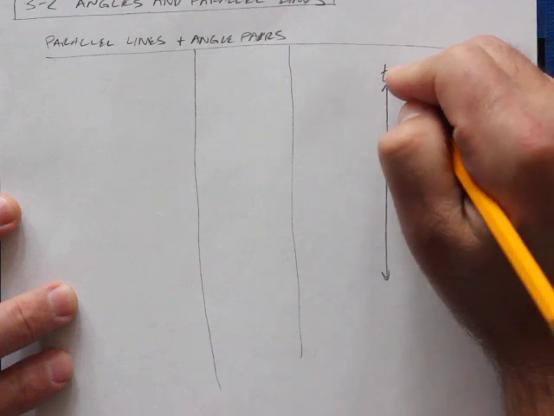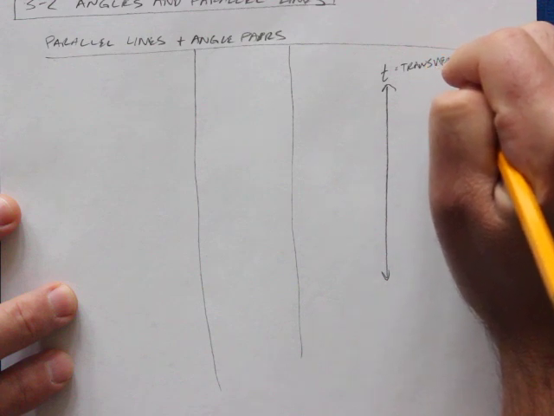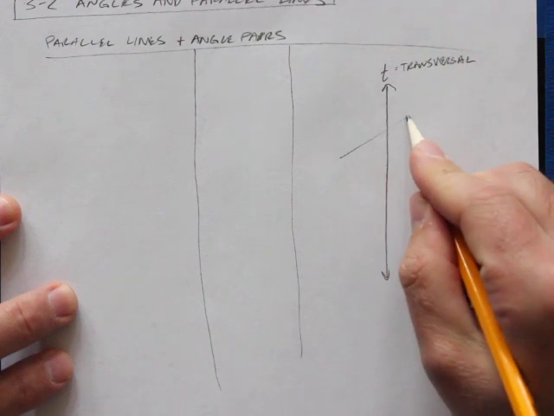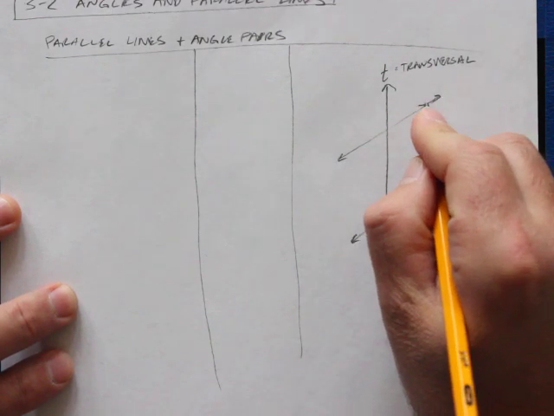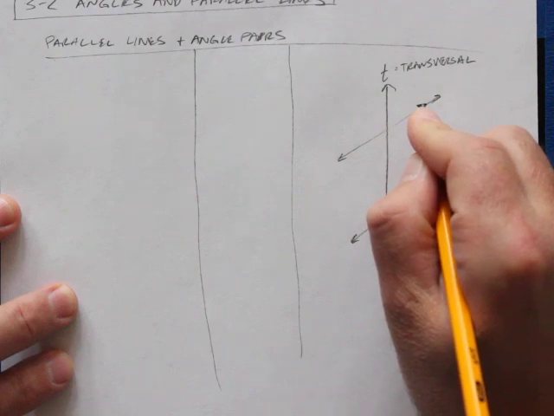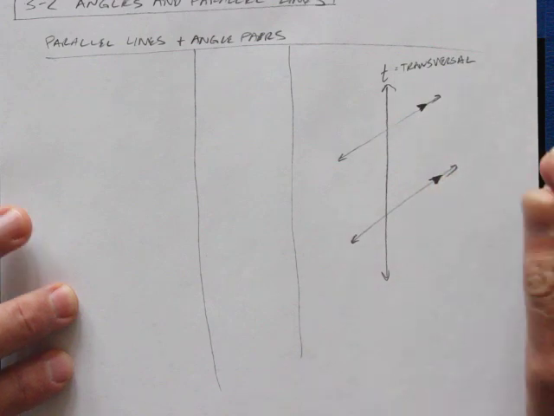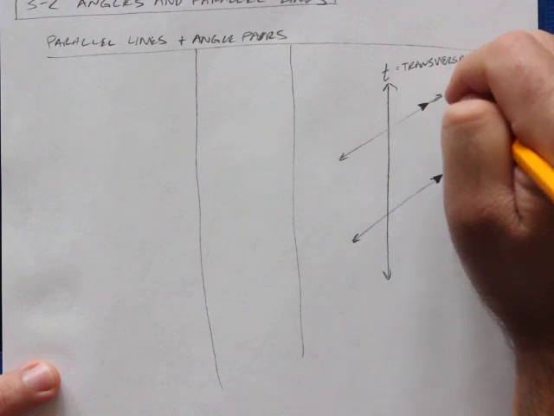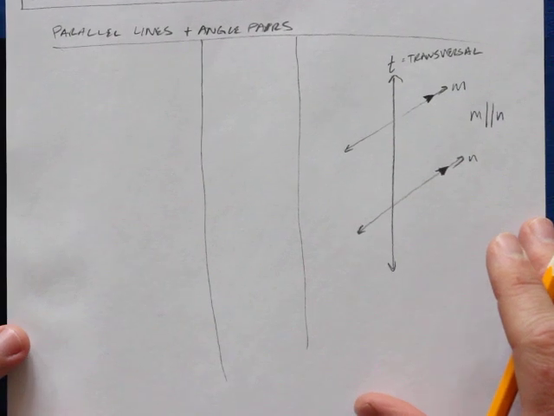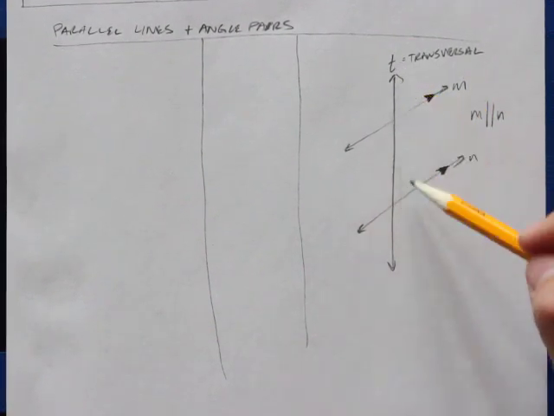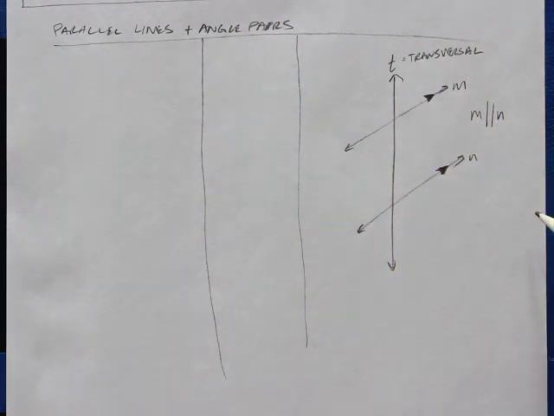This is line T, and this is our transversal. And this time we're going to have two lines, but these two lines are going to be parallel to one another. All right, line M, line N. Line M is parallel to line N. So this is a special kind of situation where we have a transversal going through a pair of parallel lines.